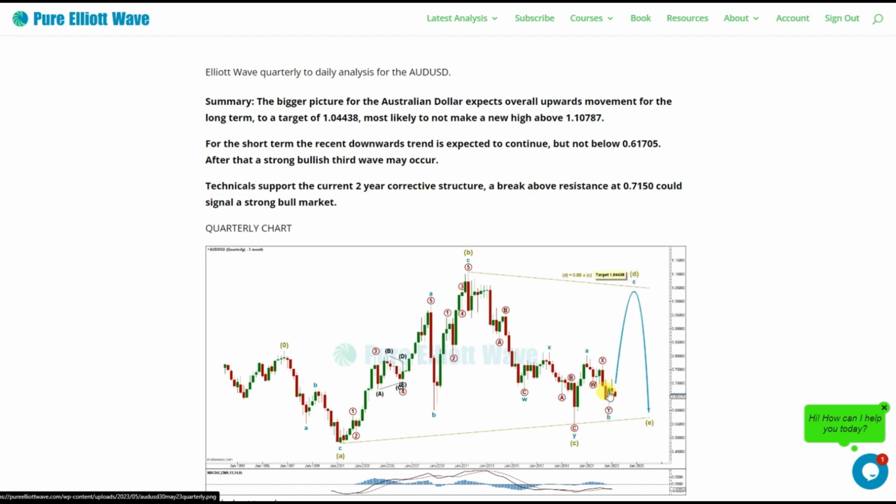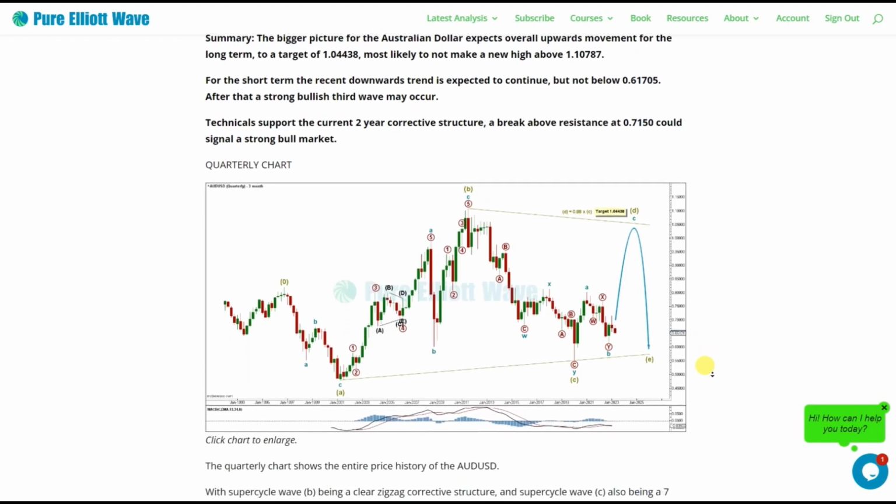And for the short term, we expect some downward movement in this A, B, and then we're currently in the C wave, and we're in 1 and 2, a little bit further down. And we don't expect that price to fall below 0.61705. Overall, I believe the technicals do support this wave count, and I'll show you that in just a moment.